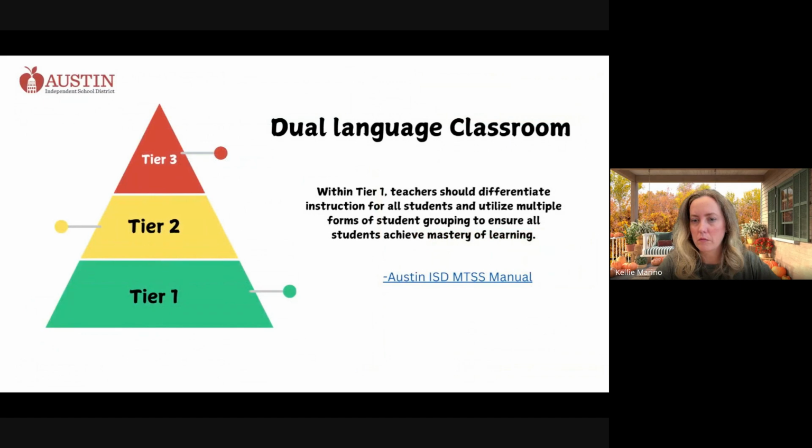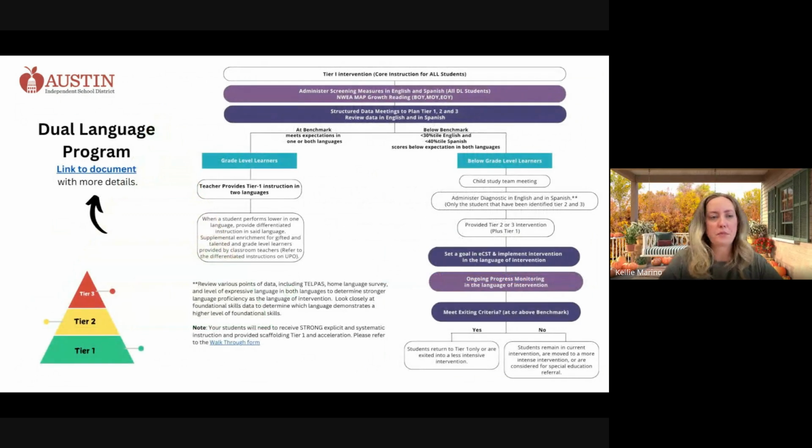We are going to address the tiers in a dual-language classroom. In a dual-language classroom, students will take the NWEA MAP Growth Reading Screener to assess their adherence to grade-level standards. Kindergarten students will be assessed in Spanish, while students in grades 1 to 5 will be assessed in both English and Spanish.